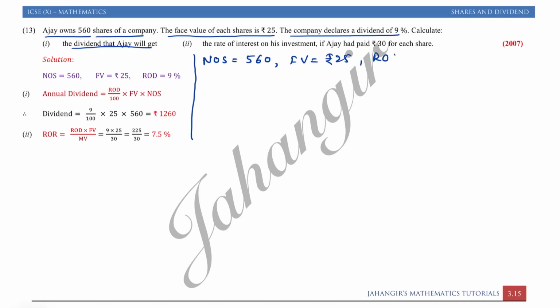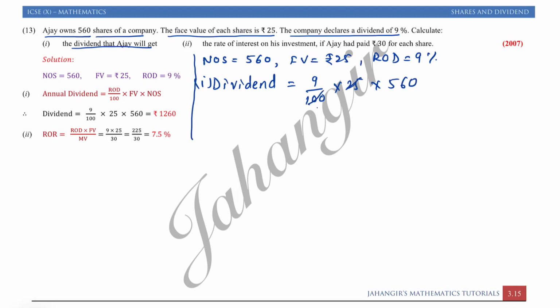Rate of dividend is 9%. So first question we will find dividend received by Ajay. So dividend is equal to ROD upon 100 into face value, that is 25, into number of shares is 560.